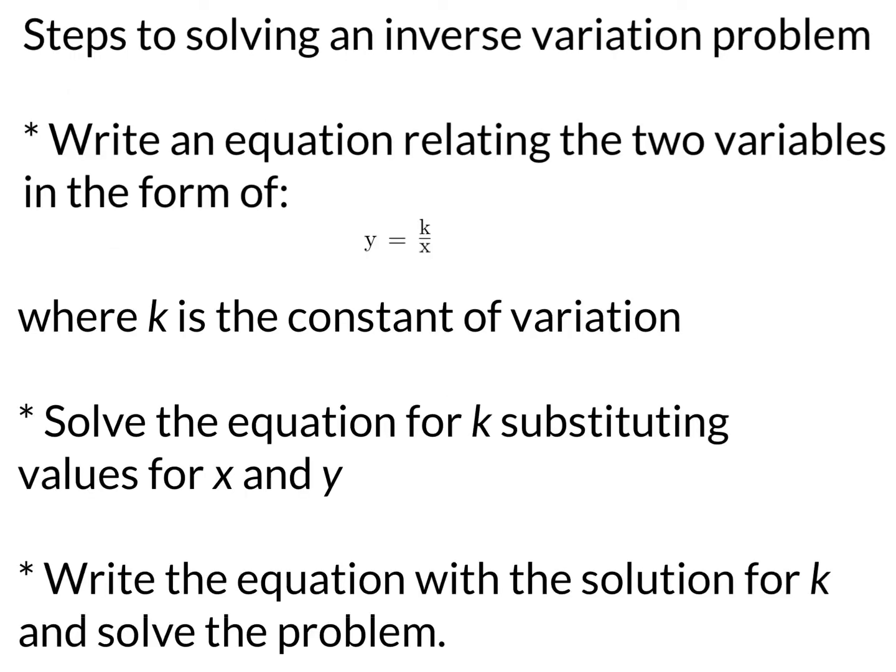So the steps to solving an inverse problem. The first step is you write the equation relating the two variables in the form of y equals k over x. The y and the x will depend on what the question actually is, where k is the constant of variation. We then solve the equation for k, substituting values for x and y. And then we write the equation with the solution for k and solve the problem.